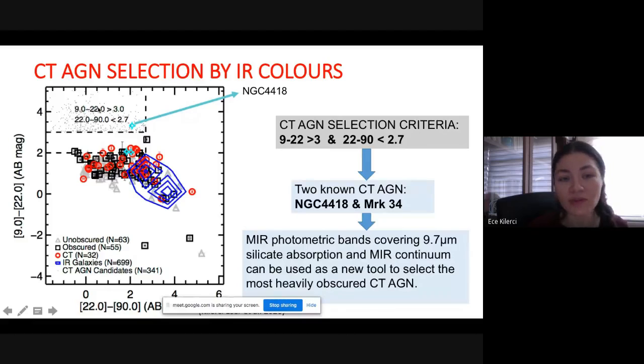And again, one of them was a galaxy, and it was again a non-Compton-thick AGN. Most of the other sources are galactic sources like planetary nebulae or H2 regions. I'm still working on the nature of these sources. I still have some candidates. But at the very least, what we learned from this study is that mid-infrared photometric bands covering silicate absorption and mid-infrared continuum can be used as a tool to select these really heavily obscured AGN.